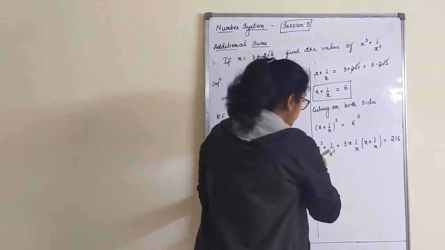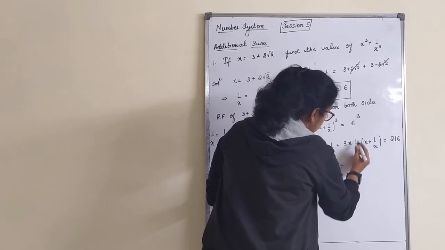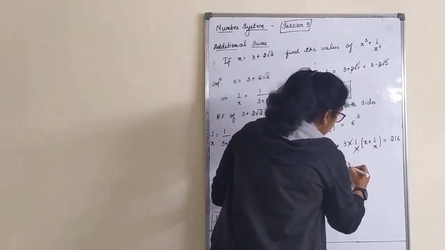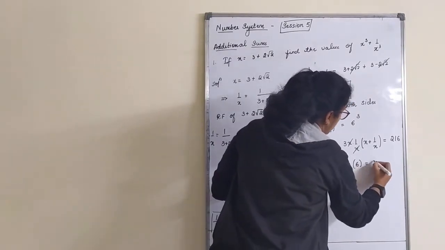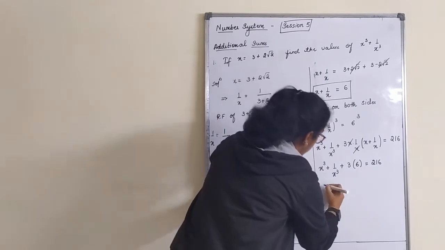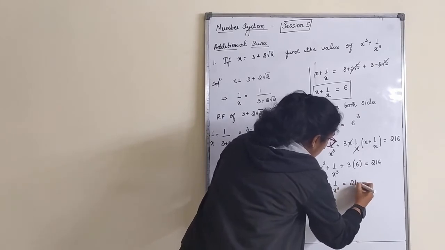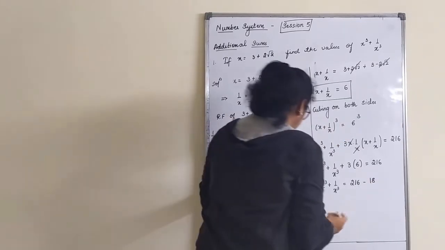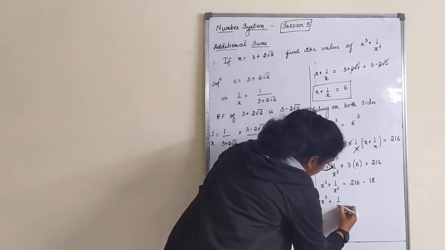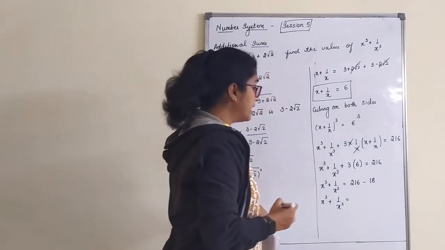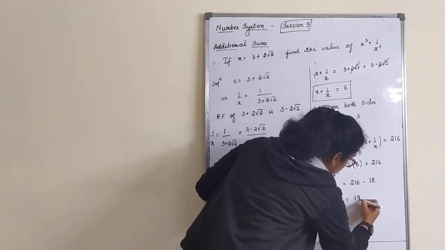So keeping few terms as it is, x cube plus 1 by x cube plus, x and x will get cancelled, 3 into what is x plus 1 by x? 6, is equal to 216. 6 3s is 18. That is what you have got. X cube plus 1 by x cube is equal to 216 minus 18. When you subtract this, you get 198.